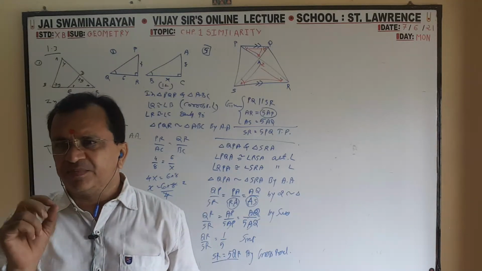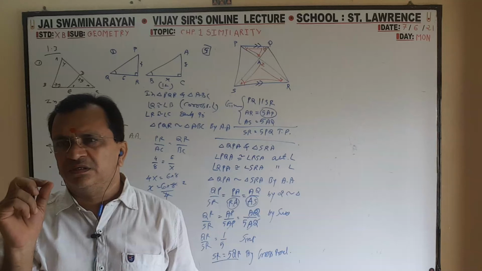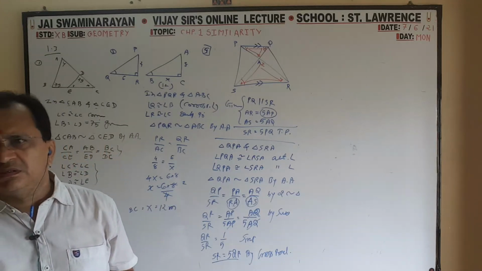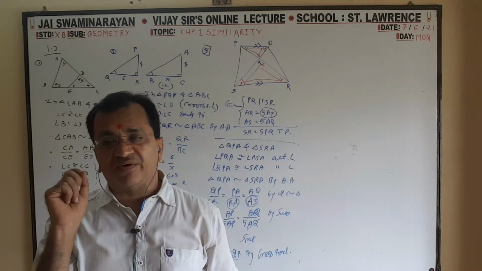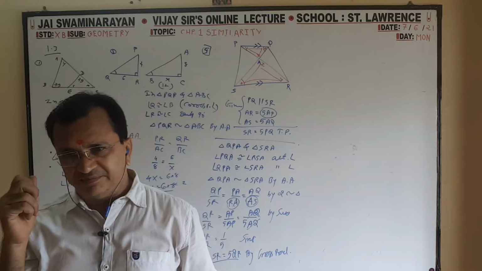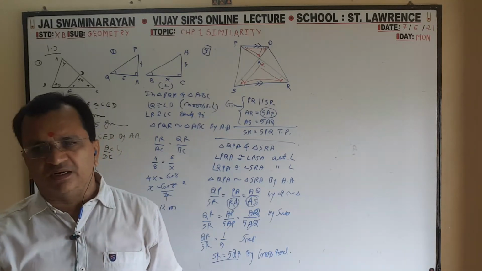So from parallel lines, find out which two pairs of angles are congruent, and from that by AA test you can write two triangles are similar.